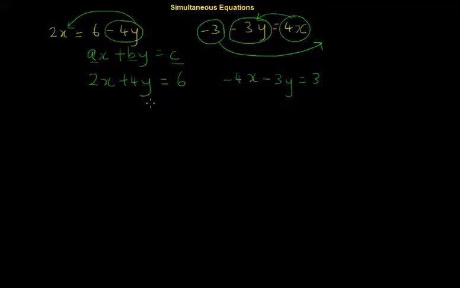Once we have that, we just go ahead and write one on top of the other. So I'm just going to write 2x plus 4y equals 6, and then we have minus 4x minus 3y equals 3. Okay, so we are now going to start looking at the coefficient of the x. The aim is to have the same number, the same coefficient of x. So at the moment we don't. So one is 2 and one is 4.